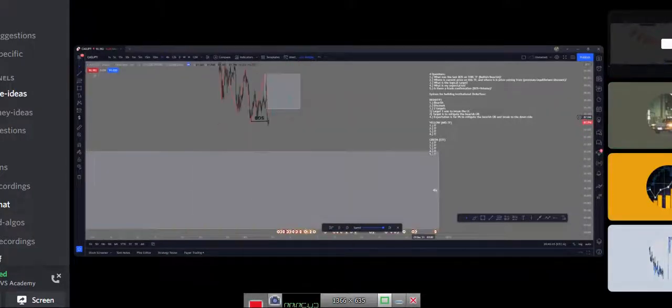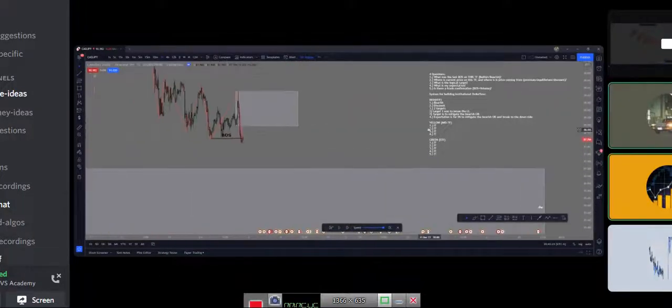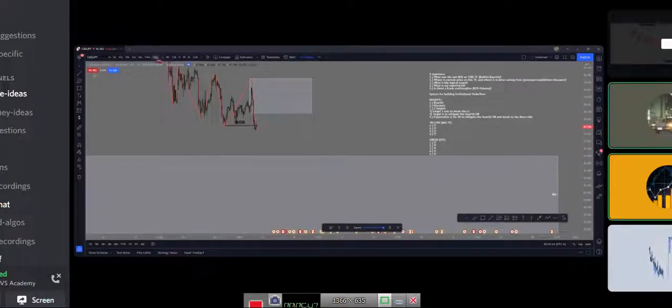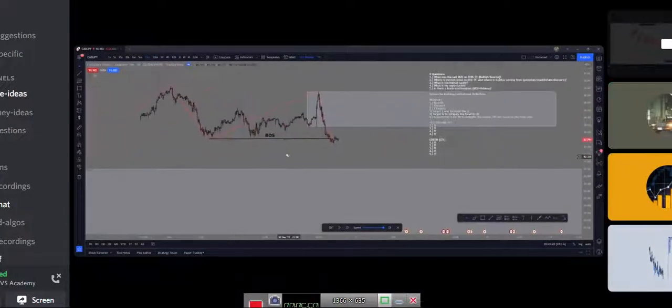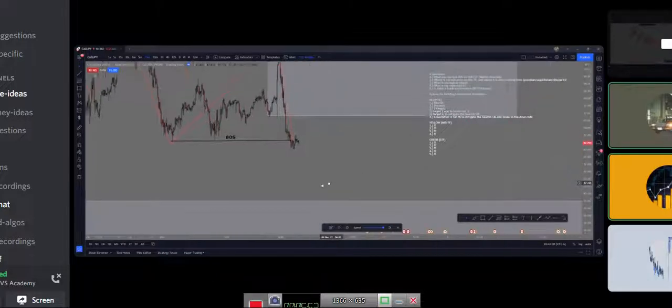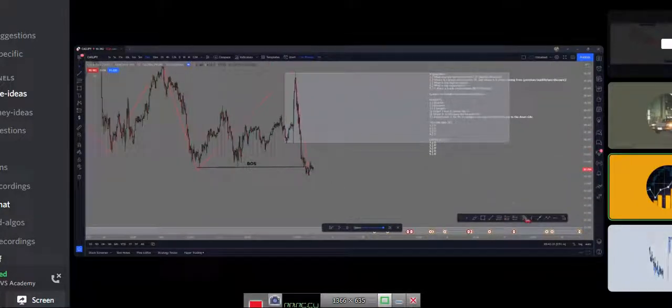Okay, so what we're going to do now is drop down to the 15 minute and do the same thing here. Yellow is my middle time frame. Sometimes I do the 30 minutes, sometimes I do the 15, but 15 seems to work out best for me.